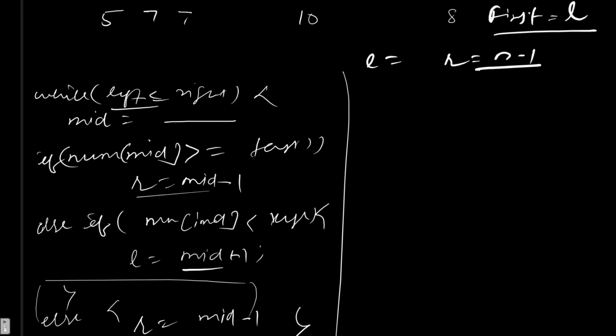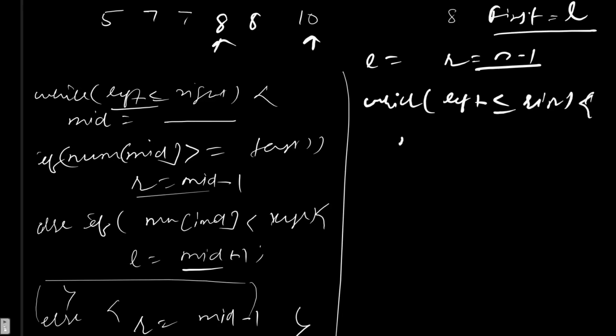So how can we do that? So this is our left and this is our right. Again for binary search we have to use a similar method. While left is less than or equal to right, first we have to find the mid again, and first we have to check the condition that if nums of mid is equal to target.